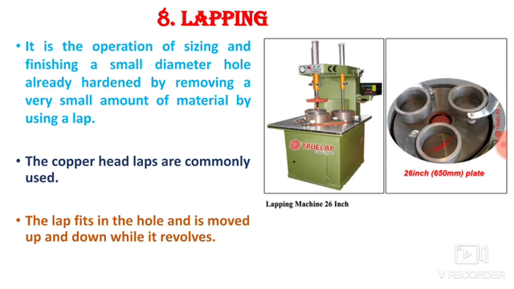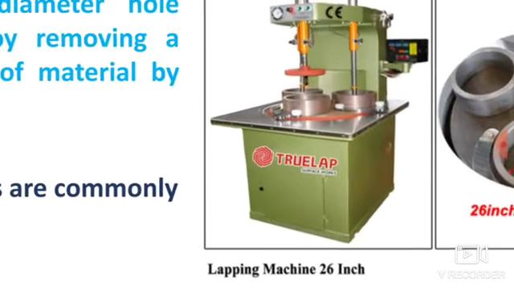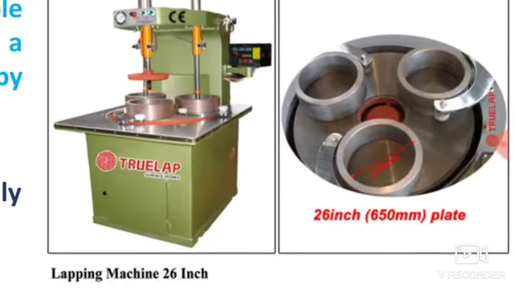The next operation is lapping. It is the operation of sizing and finishing a small diameter hole already hardened by removing a small amount of material by using a lap. The copper head laps are commonly used. The lap fits in the hole and is moved up and down while it revolves. So this is an example of a lapping machine.